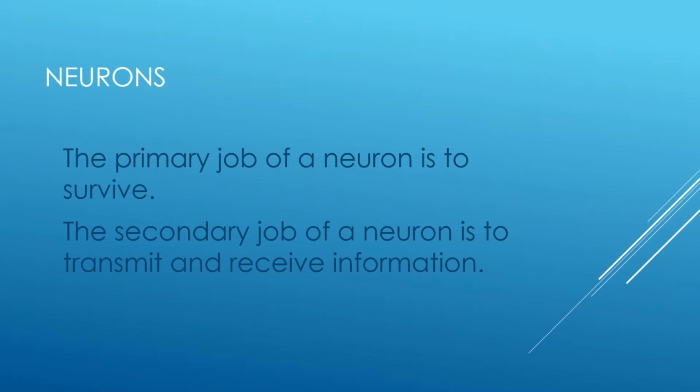So the primary job of a neuron is to survive. So it will survive first. So what does that mean? Well, let's look at the secondary job. The secondary job is to transmit and receive information. So a neuron can still be alive and able to function, but if it's in survival mode, it won't look that way. It will look dead, because when neurons are functioning, they transmit and receive information. So sometimes neurons don't look like they're working properly, or they look almost dead, or like they're not going to function, when in actuality, they're in survival mode.